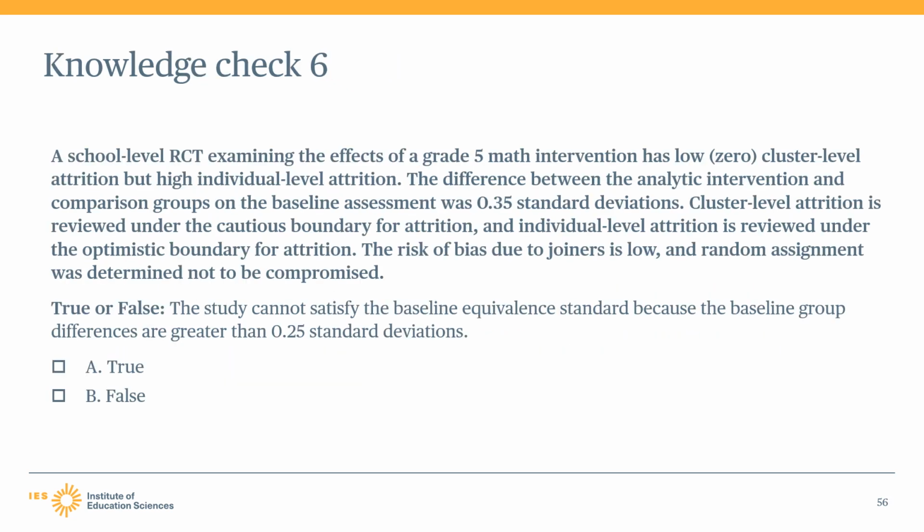A school-level RCT examining the effects of a grade 5 math intervention has low cluster-level attrition but high individual-level attrition. The difference between the analytic intervention and comparison groups on the baseline assessment was 0.35 standard deviations. Cluster-level attrition is reviewed under the cautious boundary for attrition, and individual-level attrition is reviewed under the optimistic boundary. The risk of bias due to joiners is low, and random assignment was determined not to be compromised.